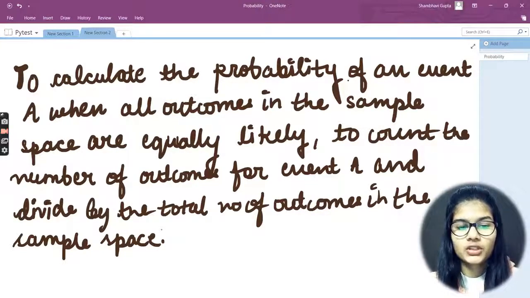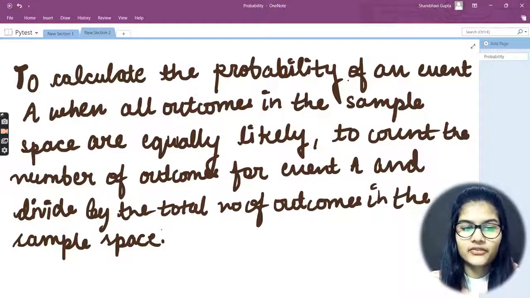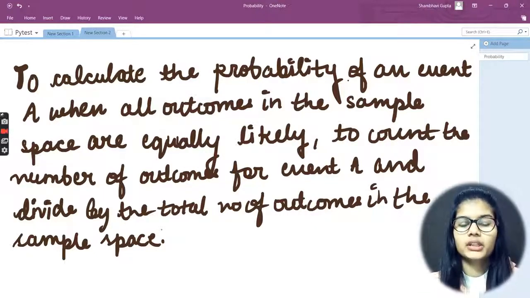Okay. So in that case, this is how you calculate the probability of an event when the outcomes in the sample space are equally likely. Okay, now let me just quickly take up an example here.